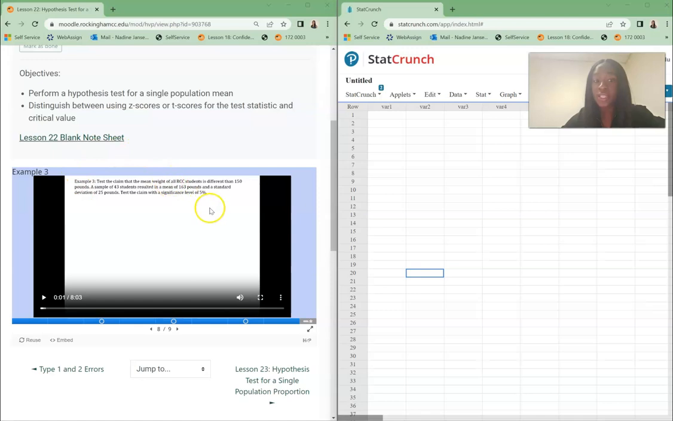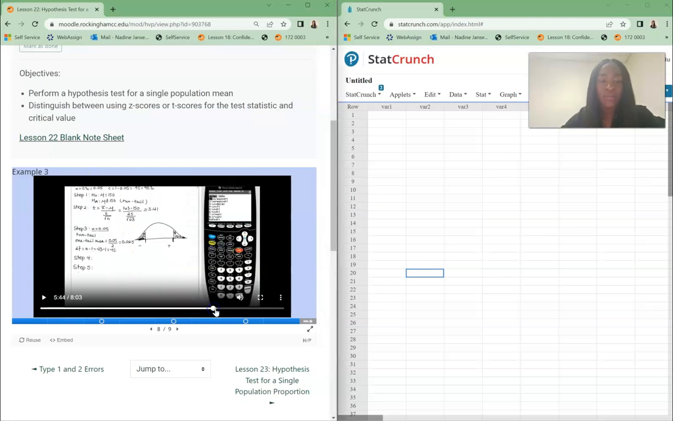And the reason we're using t-scores is because we do not know the population standard deviation. We know the sample standard deviation. So in this example, we can see that we have a sample. We have a sample mean of 163 and a sample standard deviation of 25. So I'm going to fast forward in this video because when we get to step 3, we're looking for our critical values.